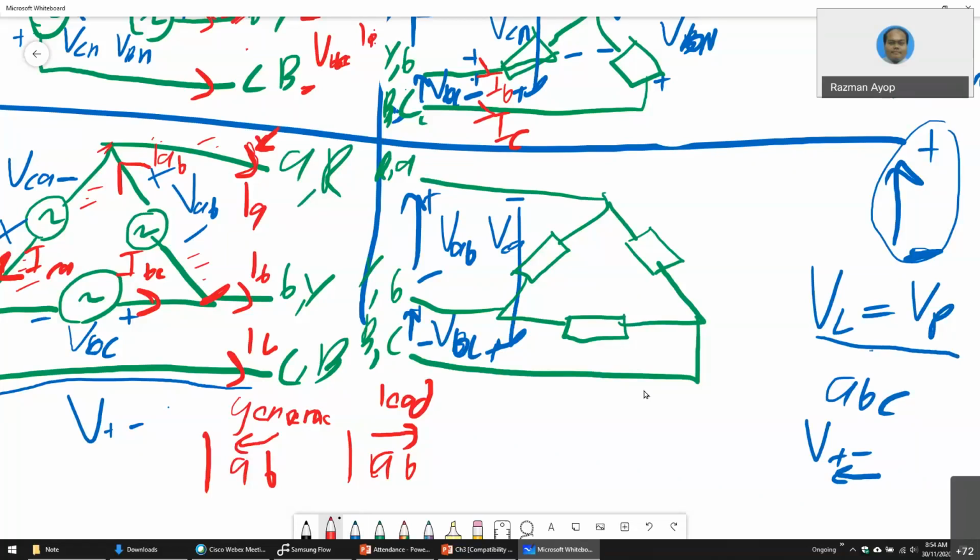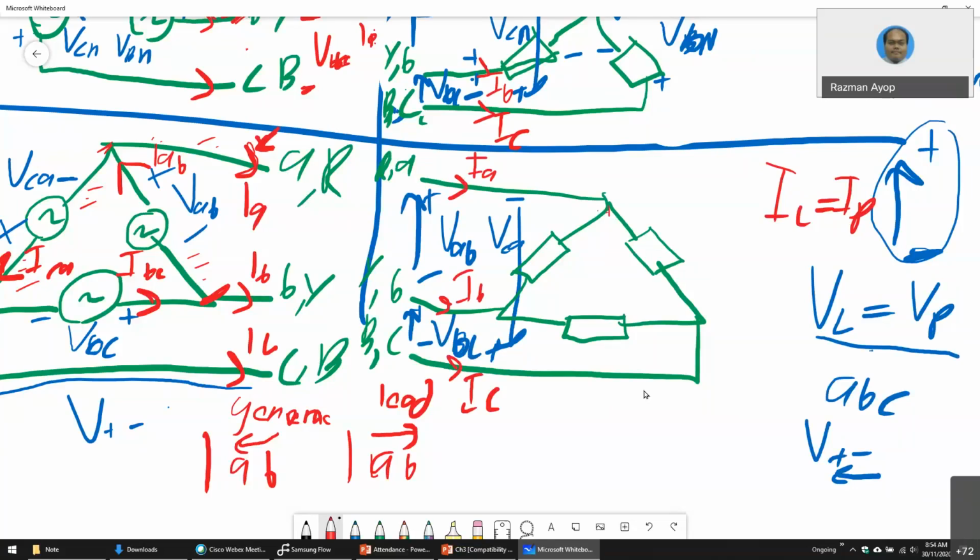But for current, I line is not equal to I phase. We start with I line first. Of course, it goes into the load. This is IA, IB, IC. This is the line current. When it goes here, it becomes the phase current.